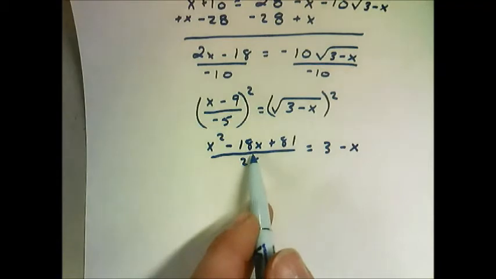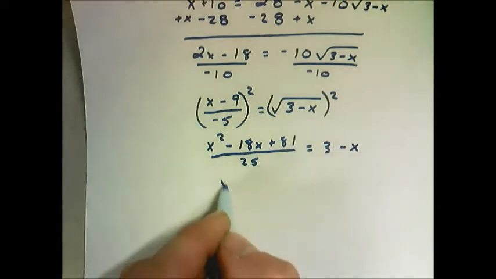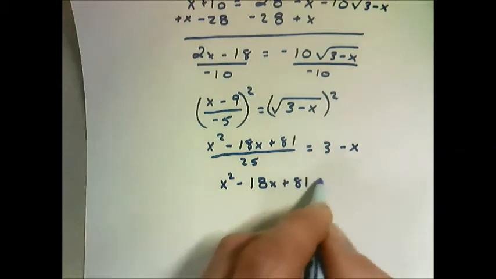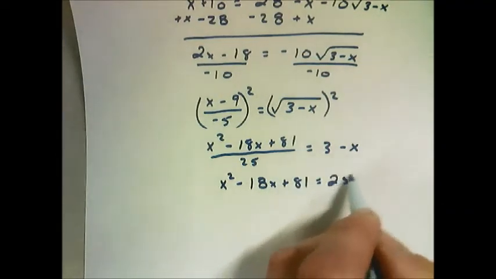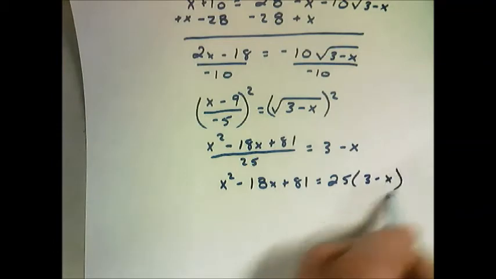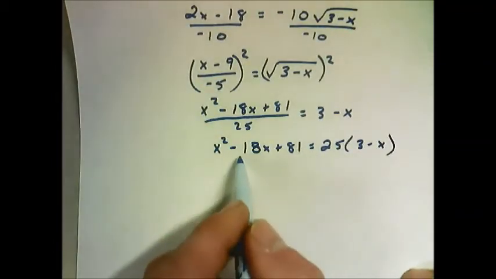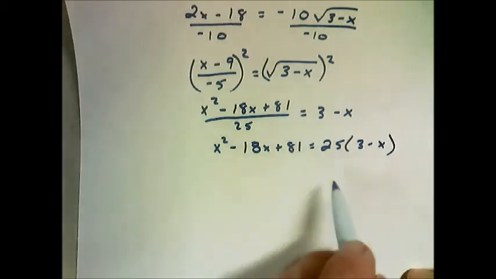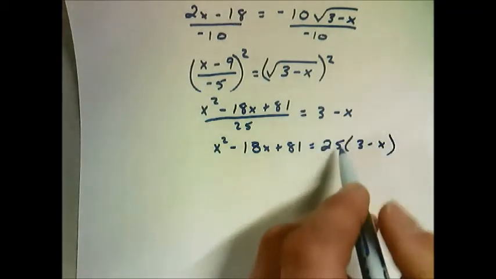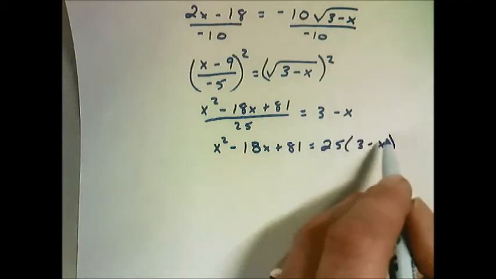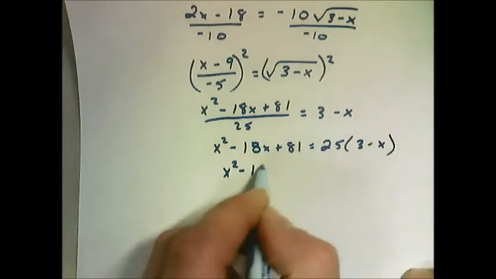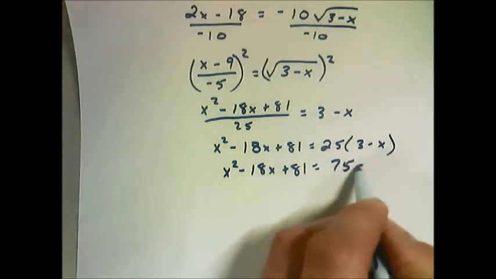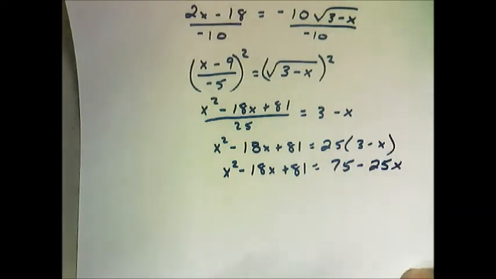Well, since we have a fraction, we can multiply this 25 over. So I get x squared minus 18x plus 81 equals 25 times 3 minus x. Now since we have a quadratic, we have to set it equal to 0. So we're going to take this 25 and distribute it. So I get x squared minus 18x plus 81 equals 75 minus 25x.